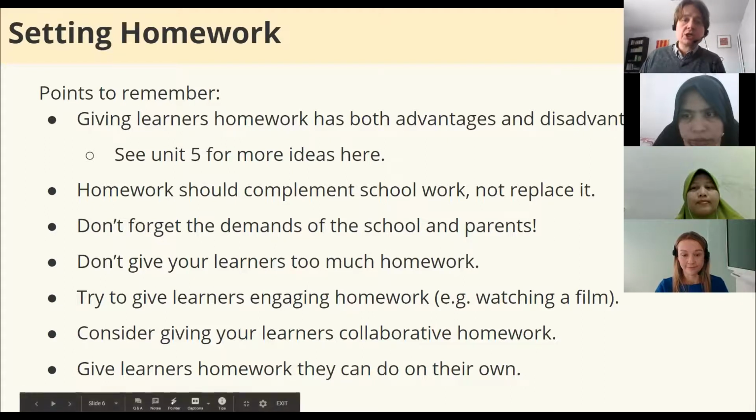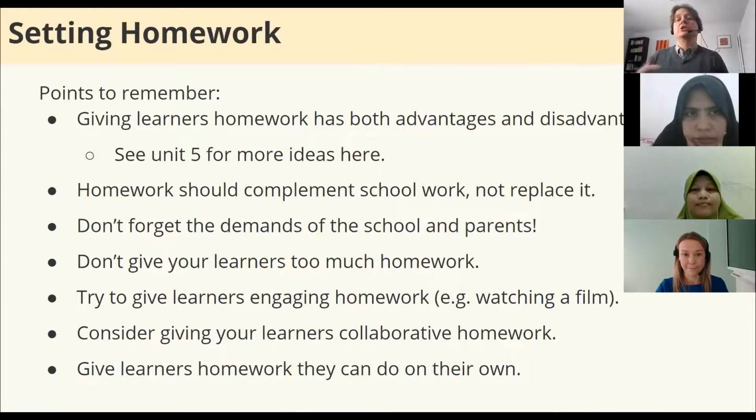And then obviously giving learners homework they can do on their own. If the homework is too difficult, then the learners can't do it. The hard stuff should be in the lesson. The homework should be something that your learners can do. And obviously we want our learners to perhaps choose the homework, because I think if the learner chooses what they want to do, then they're going to do it.